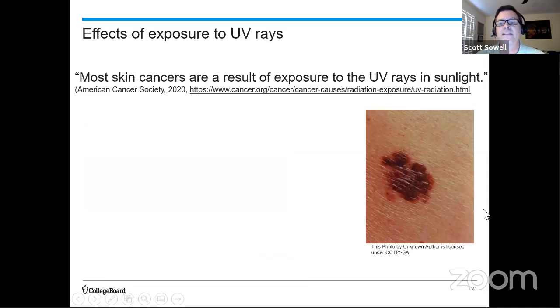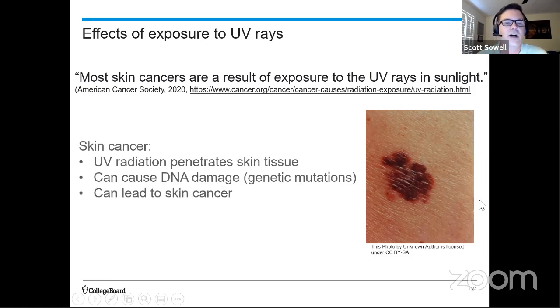In addition to that, we have skin cancers. Most skin cancers are a result of exposure to the UV rays in sunlight. That's coming from the American Cancer Society. So what is that UV light doing to your skin to cause that? Well, it's damaging your DNA. That UV radiation penetrates your skin tissue and can cause DNA damage or mutations, which can then lead to skin cancer. So it's definitely something to be cognizant of, and something to remind us to wear sunscreen when we are outside.